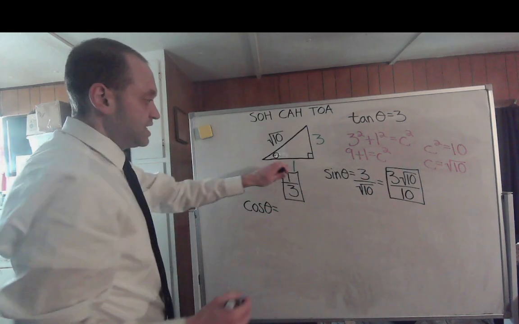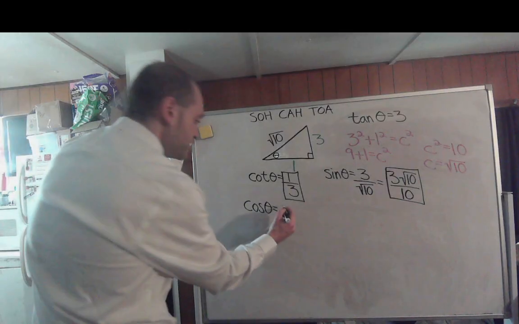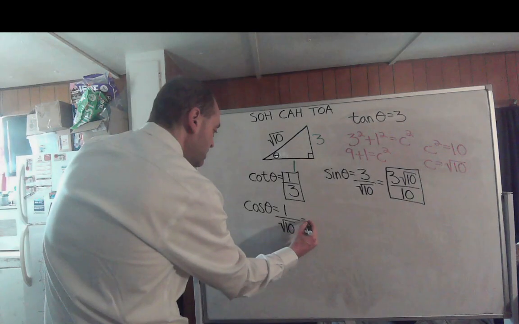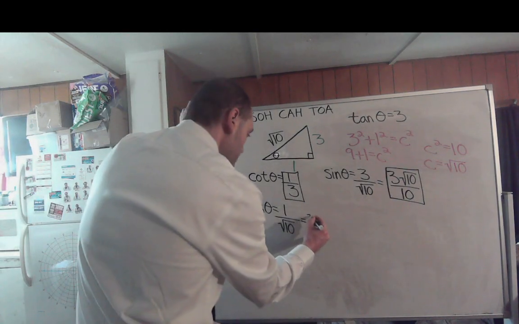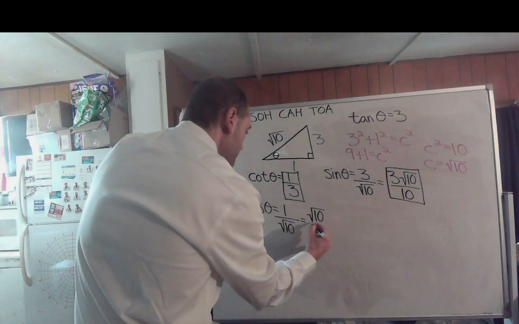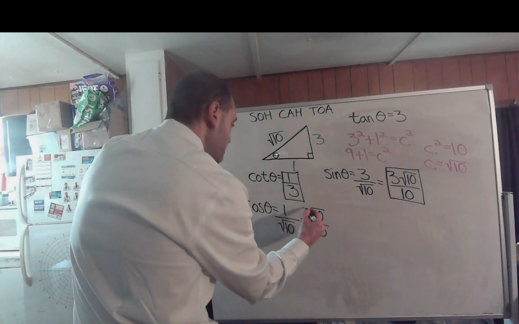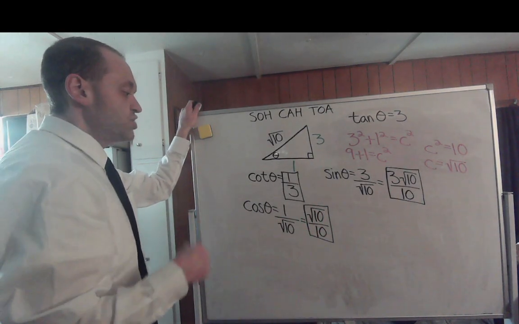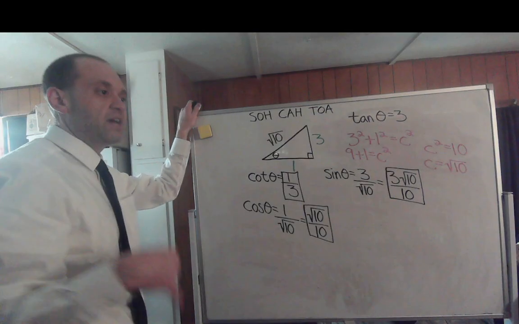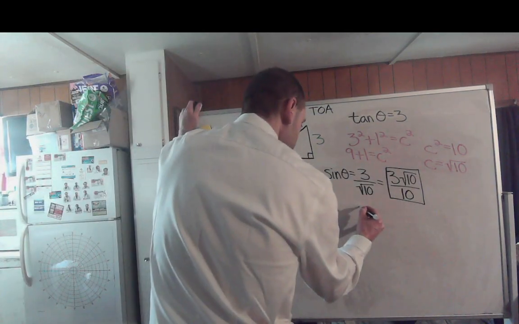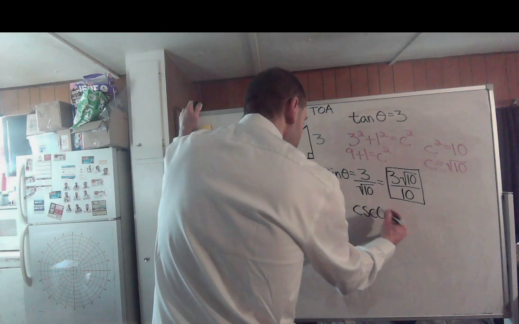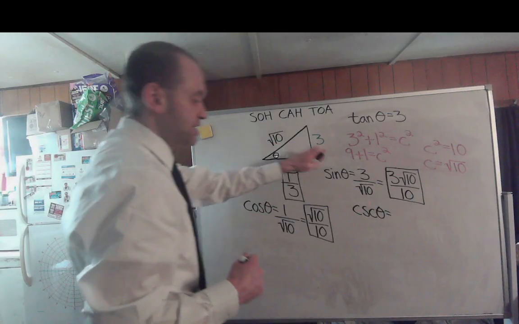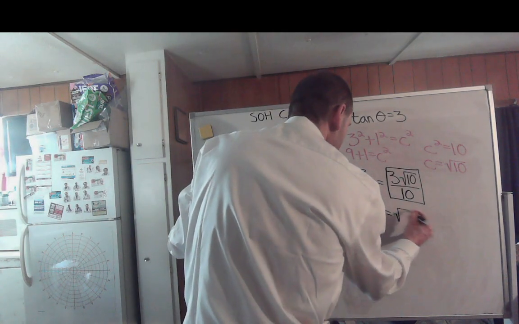That is your adjacent leg over the hypotenuse, so that would initially start out as 1 divided by the square root of 10, which when you rationalize this, you'll end up getting the square root of 10 divided by 10 for your cosine. So we got tangent, cotangent, sine, cosine. Next we need to find cosecant and secant. So the cosecant of theta, well, that's your hypotenuse over your opposite leg. That would just be the square root of 10 over 3.